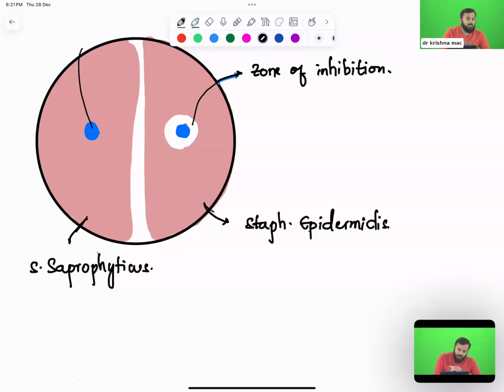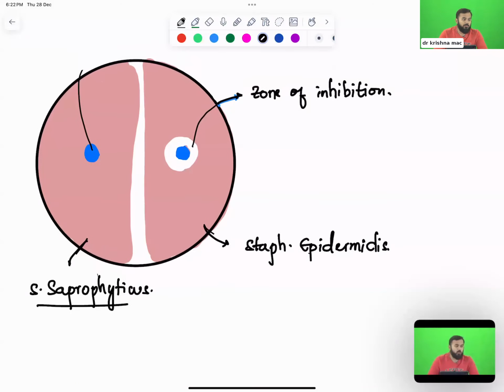So look on the right hand side then. On the right hand side, you have got Staphylococcus saprophyticus. I've kept a tablet there, that is Novobiocin. But surrounding that, do you find any zone of inhibition? It means the tablet does not have the capacity to suppress this bacteria, to kill this bacteria. It means this saprophyticus is resistant to Novobiocin, whereas Staph epidermidis is sensitive to Novobiocin. So here there is no zone of inhibition.